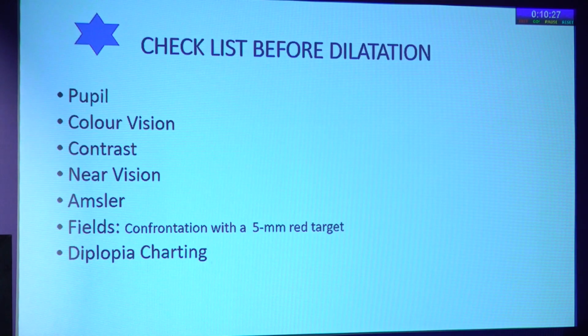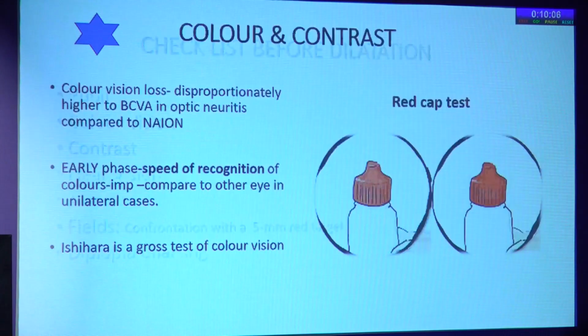In any patient with an unexplained visual loss, we are in a hurry to dilate, see the fundus, and look at what is happening there. So it's better to have a checklist in the OPD before you do that, because you cannot come back and do these things reliably. It is always good to have a checklist with all of these things and make sure that it has been ticked off before you call for dilatation.